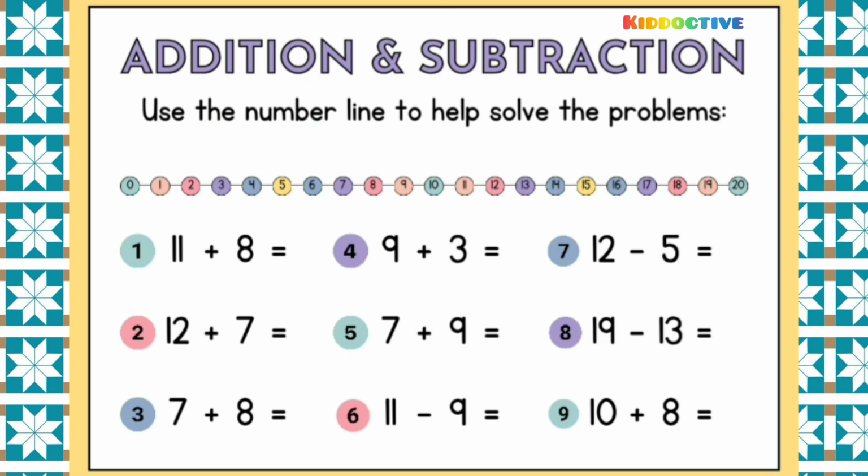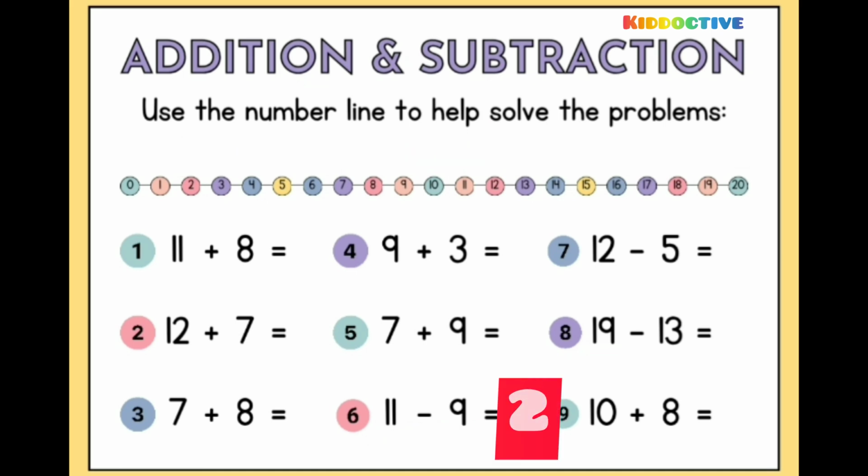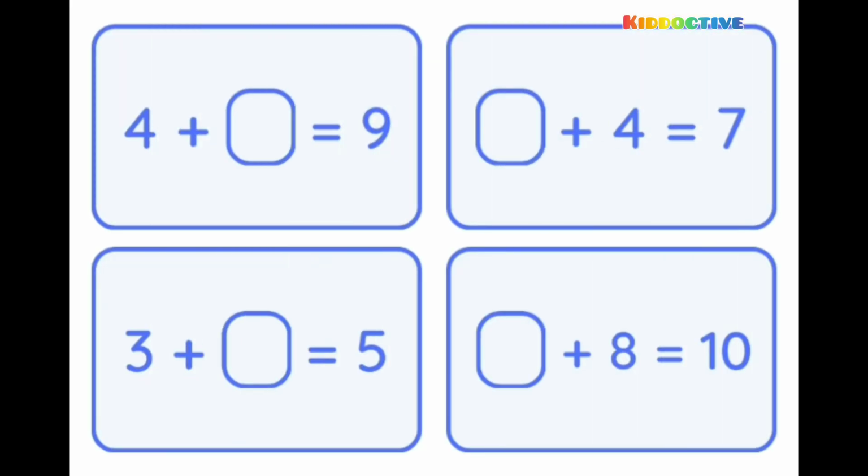Now show me the number 11. Here is number 11. We are going backward. 1, 2, 3, 4, 5, 6, 7, 8, 9. So we are going to represent it like this. So 11 minus 9 equals 2. I hope you learn a lot.